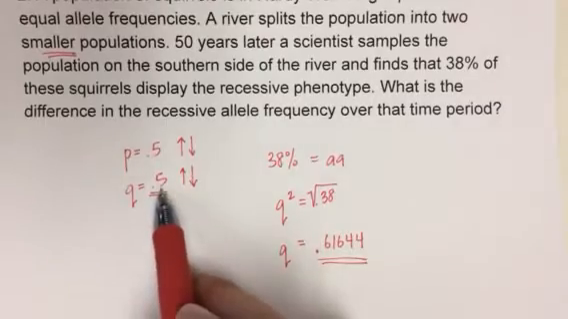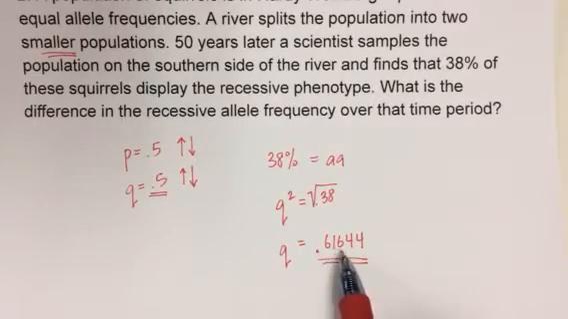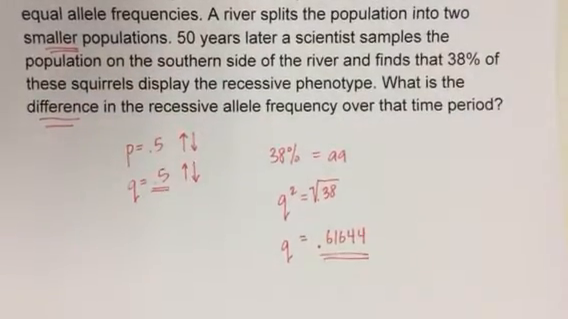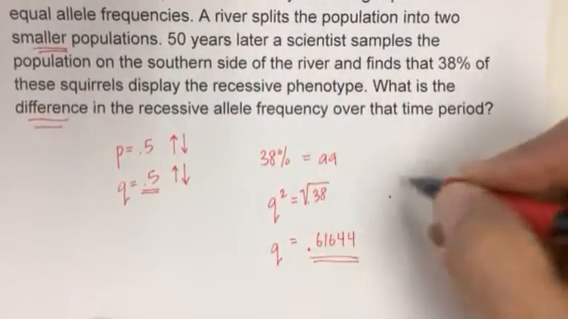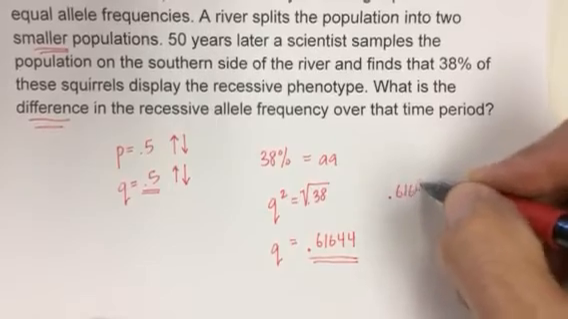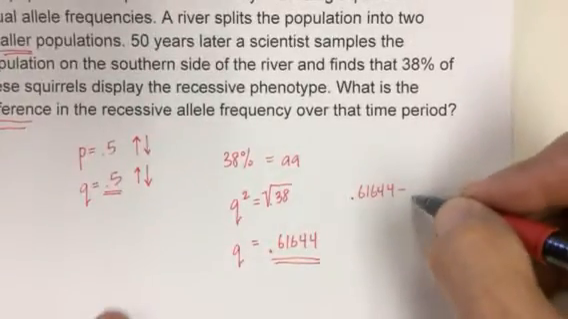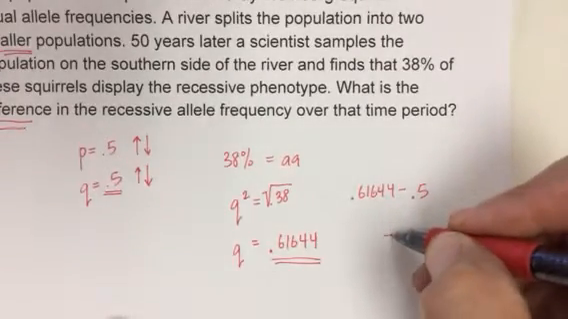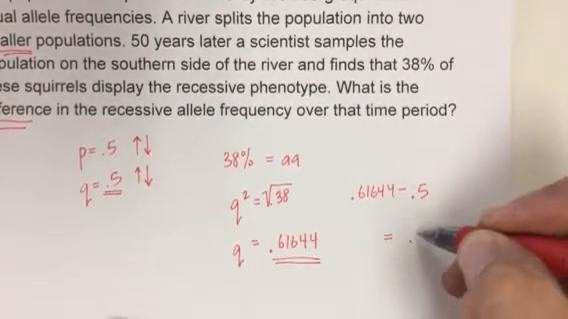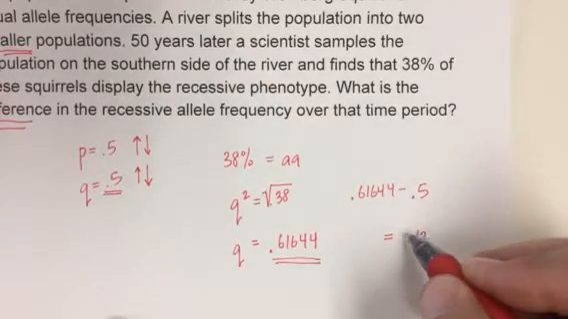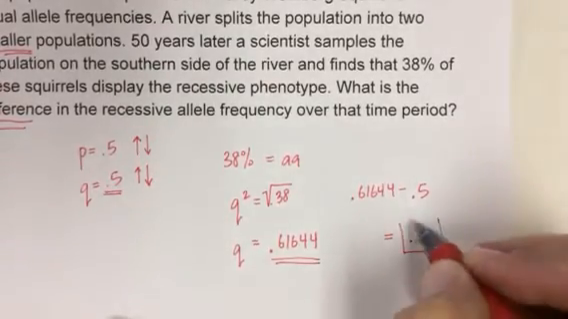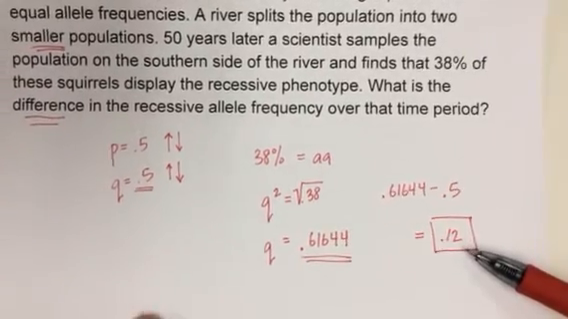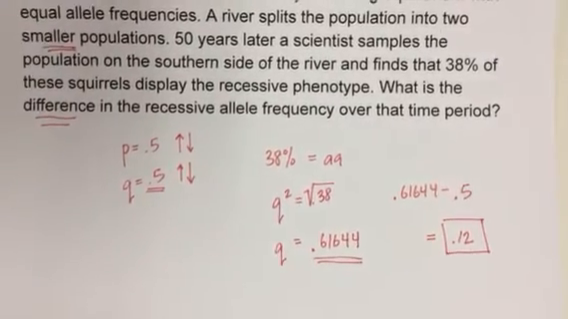Our q was 0.5. Our q is now 0.61644. The key word here is what is the difference. That means that we're going to subtract. So I'm going to take my new q value of 0.61644 and subtract the original q value of 0.5, and that's going to give me an answer of around 0.12. And that's if I round it off to the nearest hundredth. On the test, I will always tell you what value to round off to. In this case, the nearest hundredth would be 0.12.